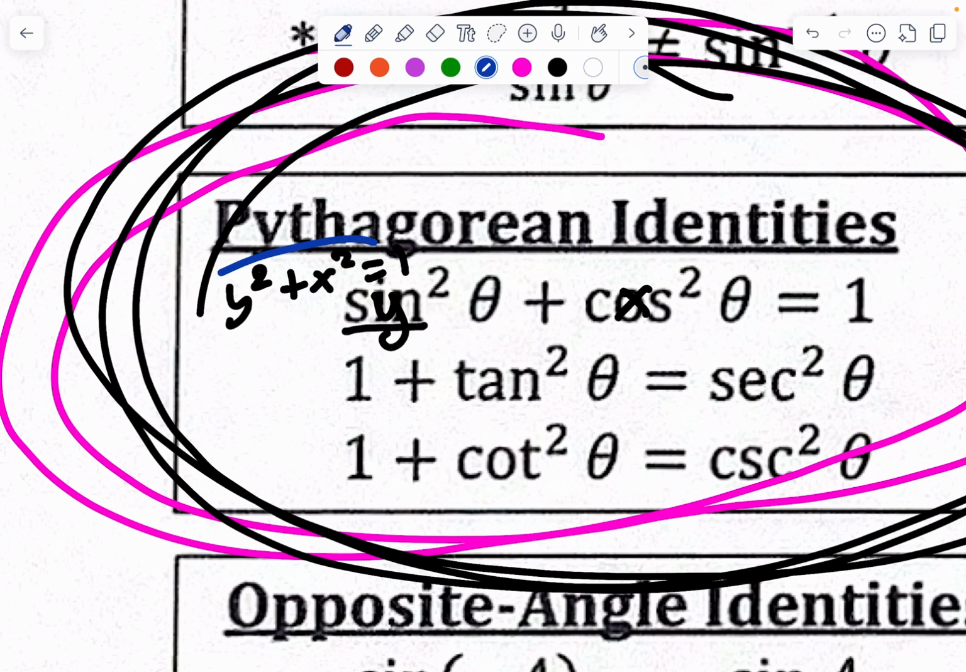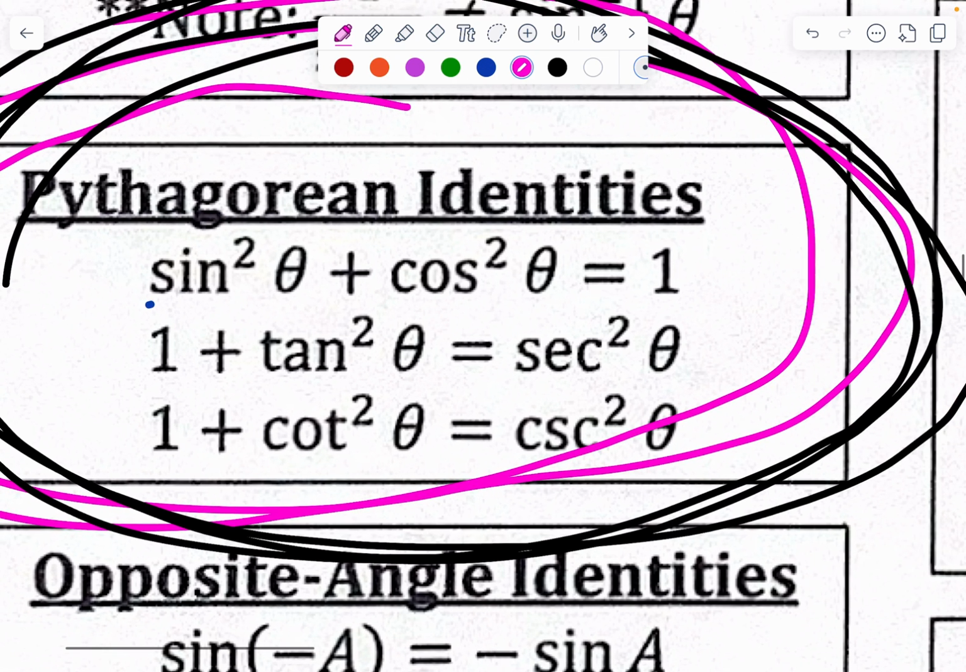And this is actually the equation of a circle, right? y squared plus x squared equals 1. We've been doing that in trig. So in a nutshell, that's where that comes from. Or it's like a squared plus b squared equals c squared for the Pythagorean theorem. So that's technically how these are generated. But what we have going on here is ways to simplify things. So we have that sine squared plus cosine squared equals 1.